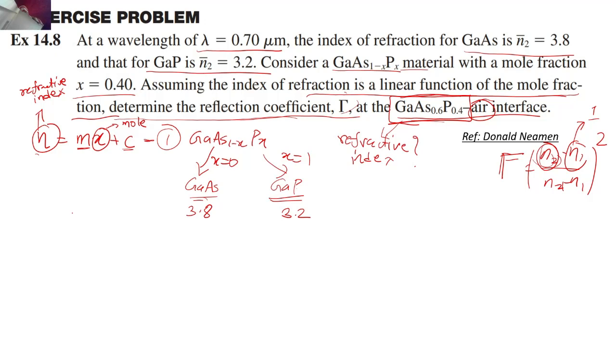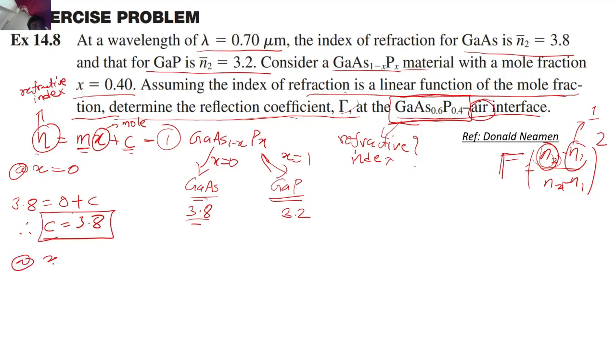Now, to find the constants m and c, I need two conditions, right? For those, I substituted x equal to 0 and x equal to 1 in this compound, and I got gallium arsenide and gallium phosphide, whose refractive indices have been given. Now I will substitute the same thing over here. At x equal to 0, my refractive index is 3.8. So 3.8 is equal to 0 plus c. Hence we got the value of c as 3.8.